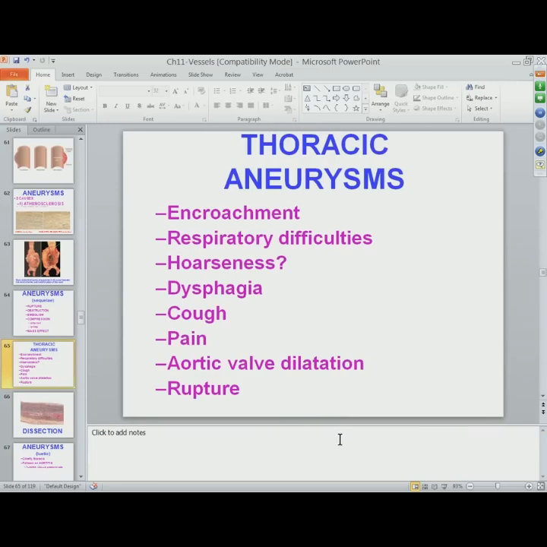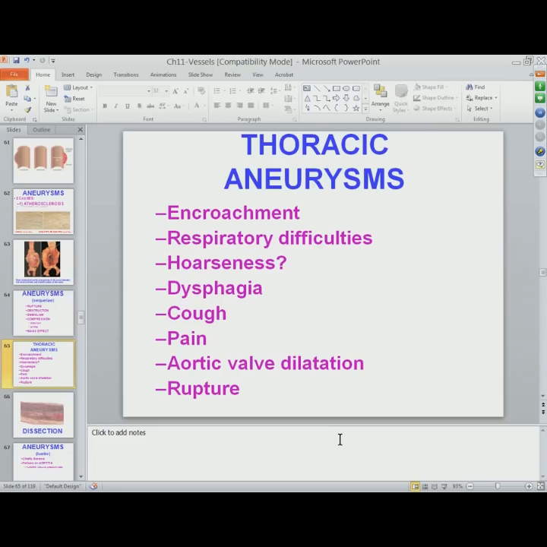What might the symptom be of an aneurysm? I hope this is all logical too. Well, it's big, bulgy, it's pulsatile, might have a mass effect. It'll encroach on surrounding structures no matter where it is. If it's in the thorax, patient can actually have respiratory difficulties because of encroachment on pulmonary airways and vessels.